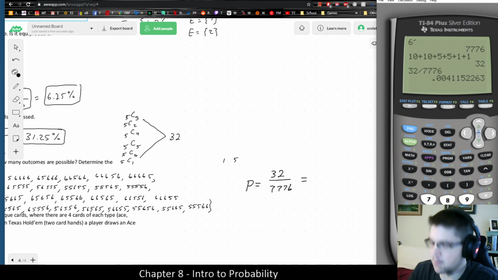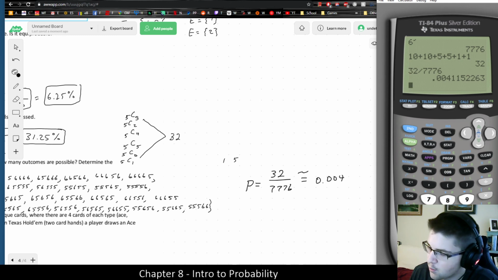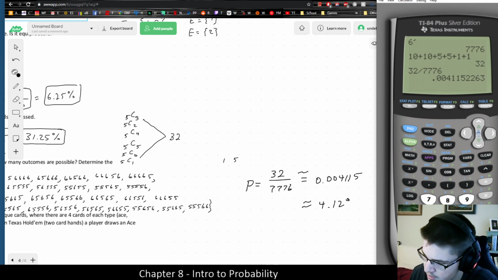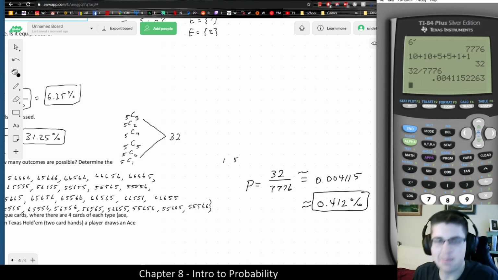But that would give us a probability of approximately 0.004115, which is about 4.12%. Sorry, messed that up. Oops, it is 0.412% chance. So less than 1%, or basically very, very unlikely, less than 1 in 100.